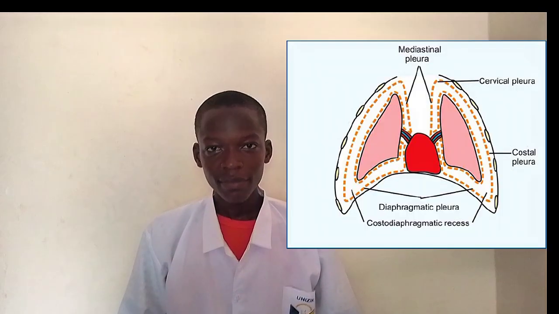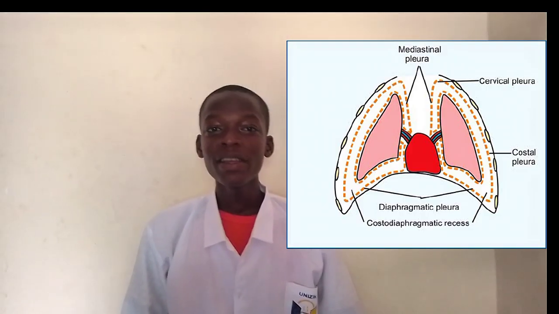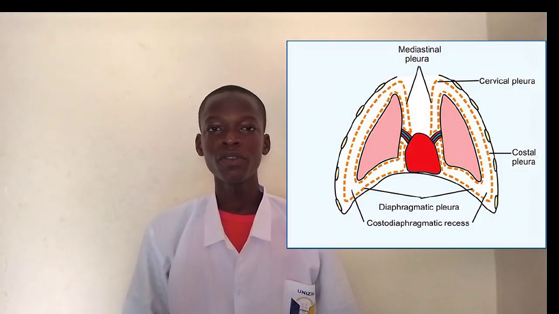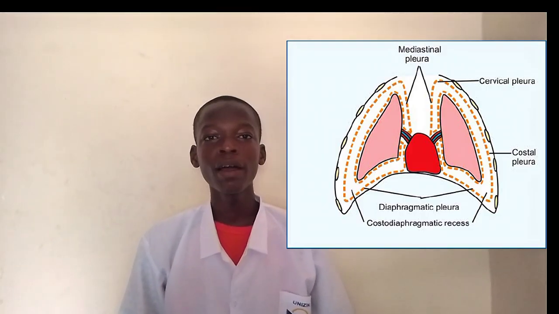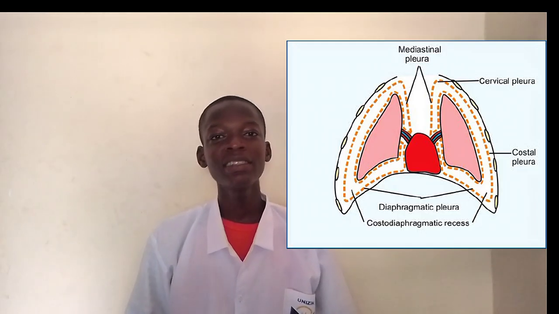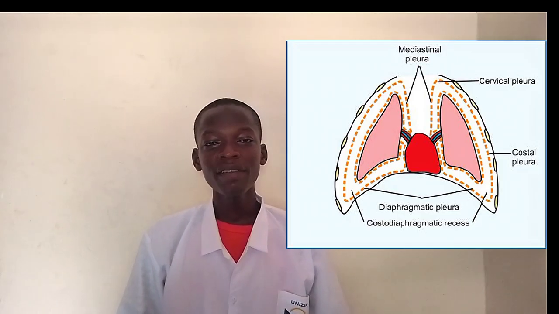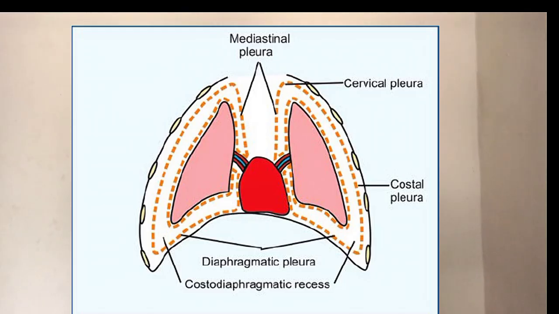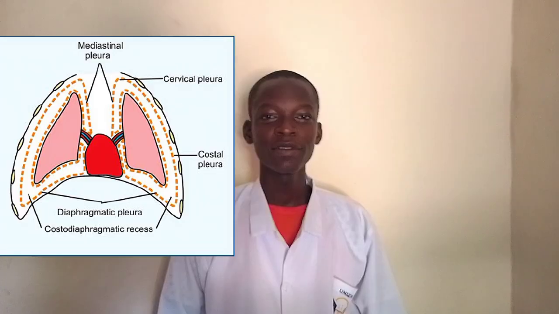Now, we have talked about the layers of the pleura, that is the visceral and the parietal pleura. Now let's go over to the subdivisions of the parietal pleura. This parietal pleura has 4 subdivisions, which are the costal pleura, the mediastinal pleura, the diaphragmatic pleura, and the cervical pleura. These are the 4 subdivisions of the parietal pleura.